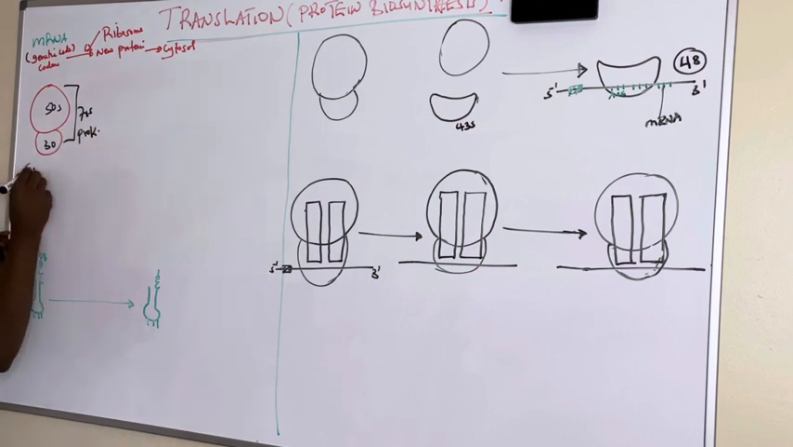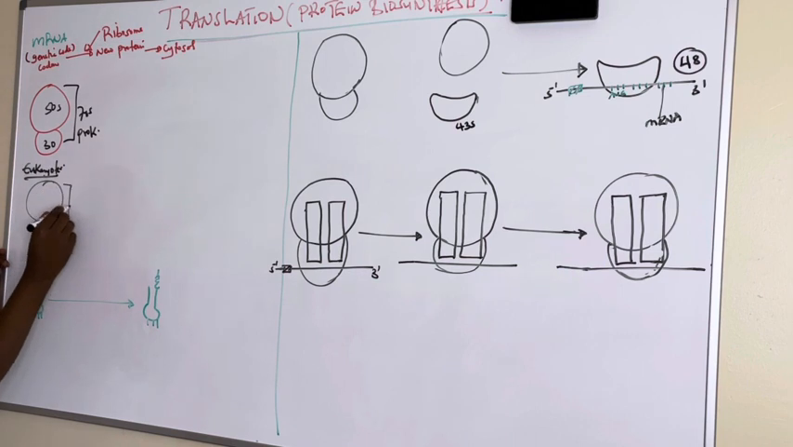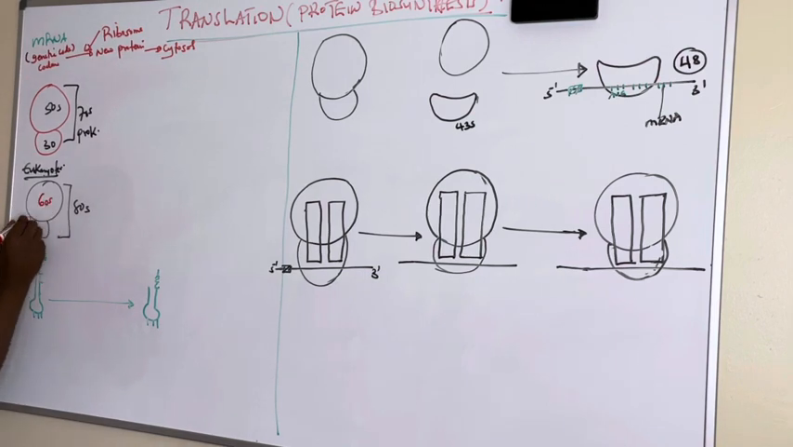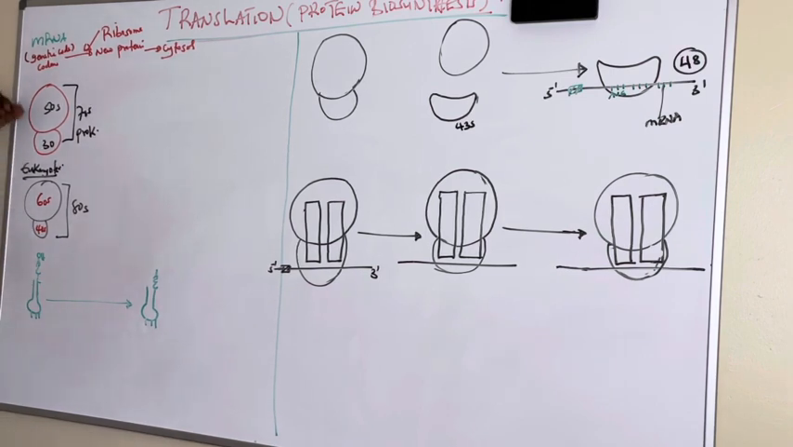Then in eukaryotes, those are multicellular organisms, we have the larger ribosomal subunit and the smaller ribosomal subunit, and all of them form 80S, whereby this is the 60S and this is the 40S. So these are the different structures of ribosomes, both in prokaryotes and eukaryotes.